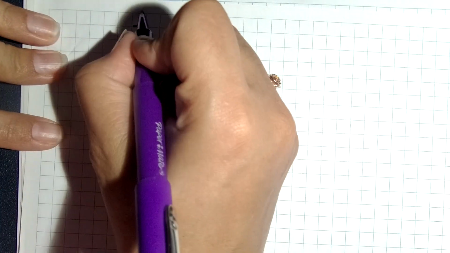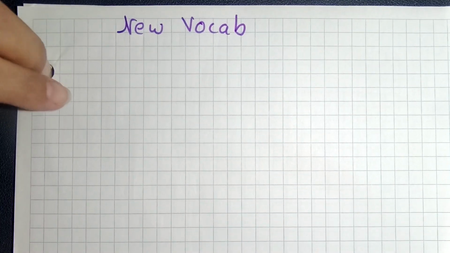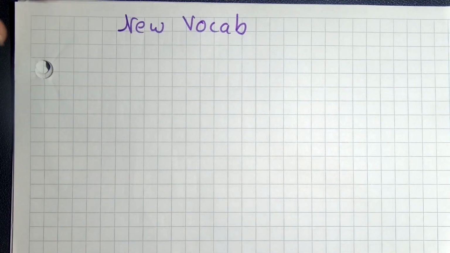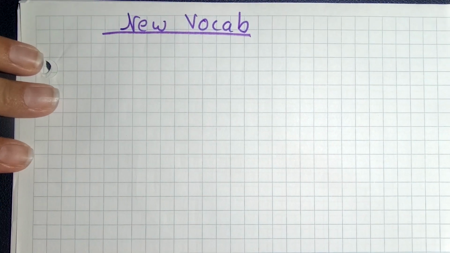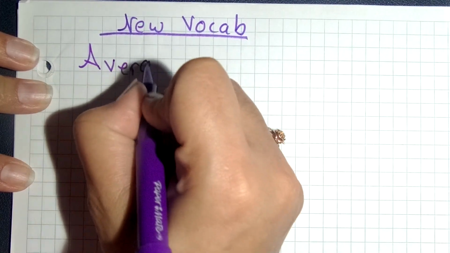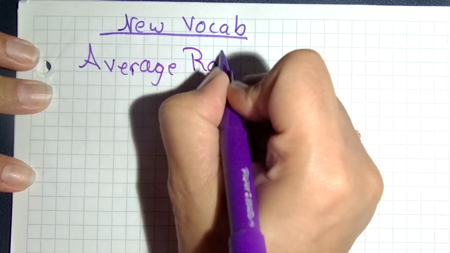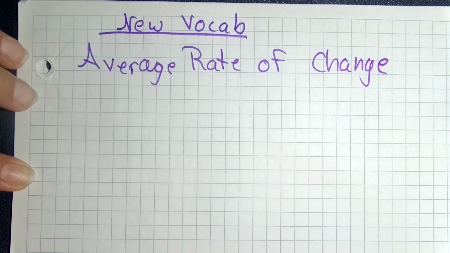Okay, nobody said anything. Now we have gone over the review vocabulary. We're going to go over the new vocabulary. So this is new vocab. Gentlemen. Our new vocabulary phrase is average rate of change. Average rate of change.